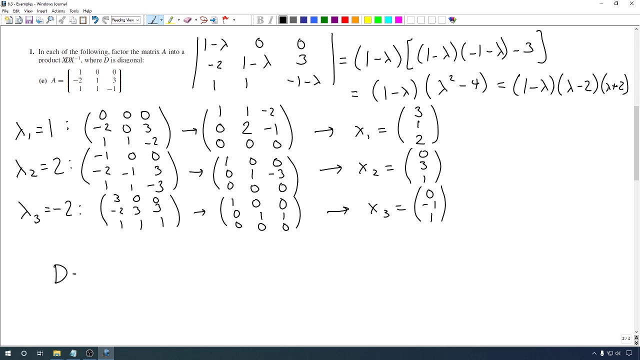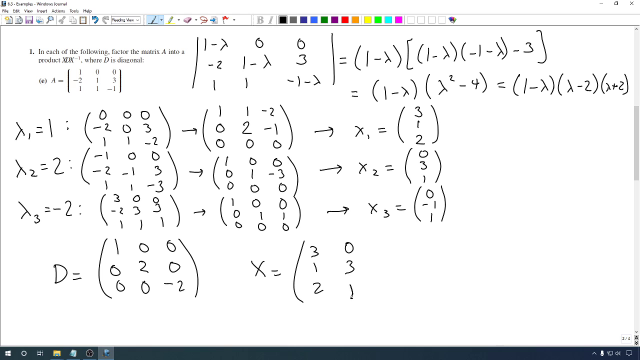So here is D. We're just going to take our eigenvalues, remembering what order we're putting those in, but that's why we labeled them as lambda 1 through lambda 3. Of course, we have zeros for everything else. X is going to be just our eigenvectors as our columns: 3, 1, 2, 0, 3, 1, and 0, negative 1, 1. And that's all we need to do. That's our answer.